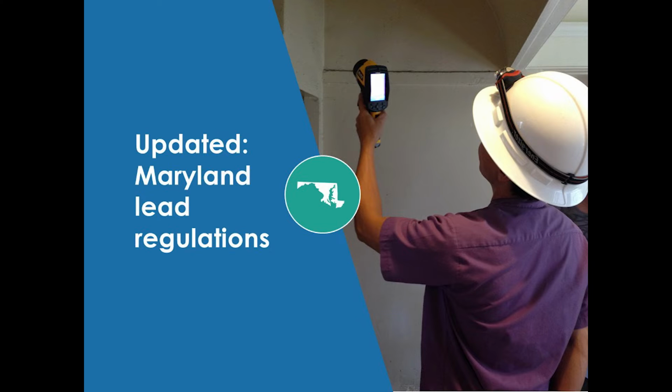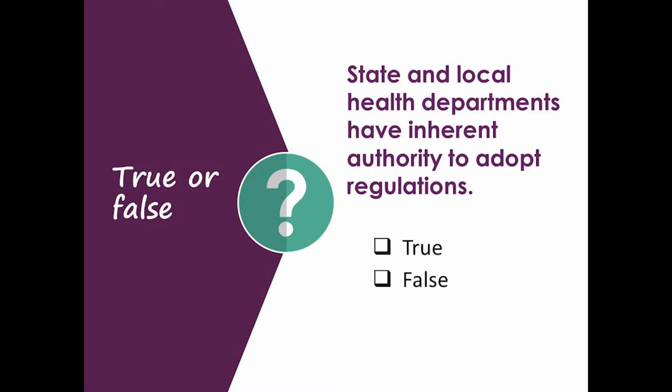Over time, the Department of the Environment may need to update and revise these regulations as the science and best practices evolve. Generally, delegated authority allows this flexibility. Before moving on, let's review what we've learned so far with a quick question. True or false? State and local health departments have inherent authority to adopt regulations.